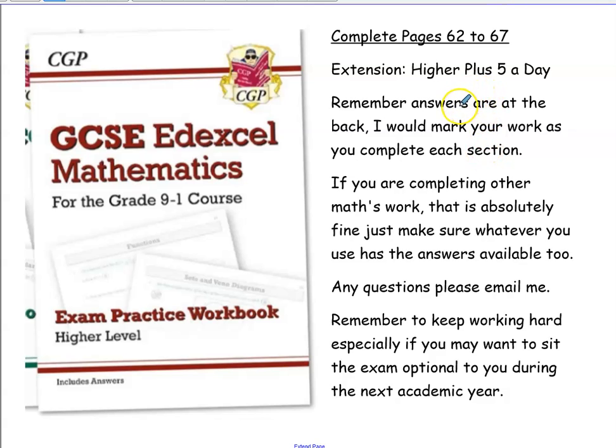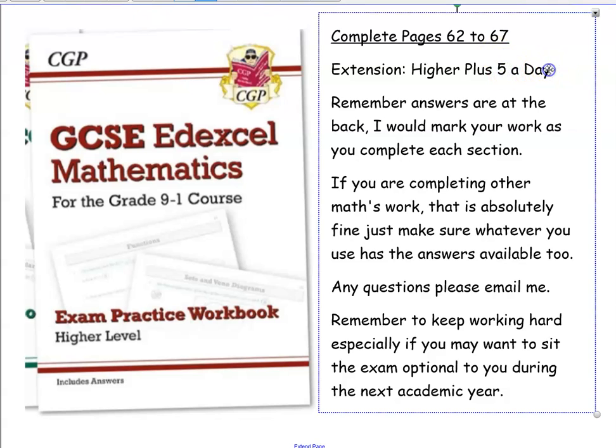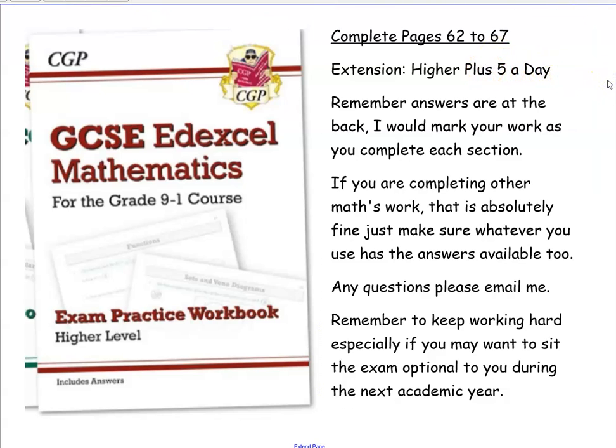So that is your task for today. I was going to ask you to do the higher +5 a day, but it's up to you. If you want to have a go, I will attach it in the links. There is some function graphs there, so please do look at the answers to make sure you're comfortable with that, for people that are pushing themselves.